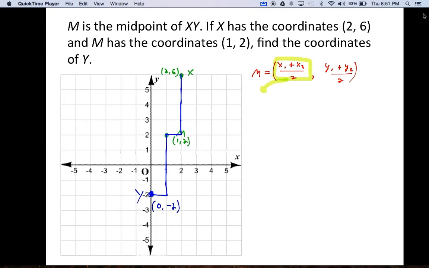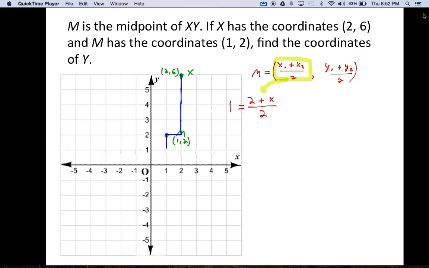We know x1 is 2. I got that from right here. That's our first x coordinate. I don't know what the other x coordinate is. Okay, pretend I haven't solved this yet. I don't know what the other x coordinate is, so that's what I'm solving for. However, I know that the x coordinate of the midpoint is equal to 1.